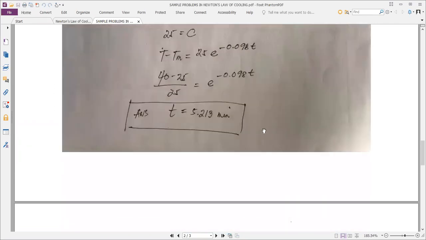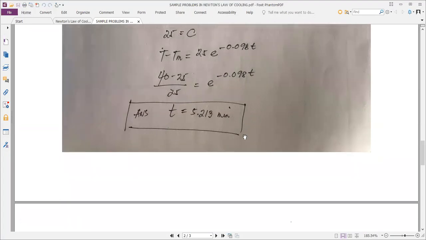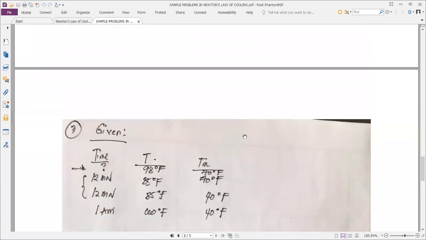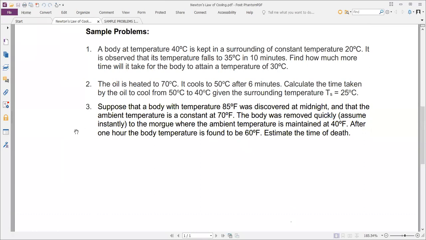So it's just another procedure to determine now. So this time we did not do subtraction anymore. We actually determined the time for the object, or for the oil, to cool down from 50 to 40 without doing subtraction. Okay, so that's just an option. Now number three, I'll give you an overview of what is number three. I'll read the problem first.